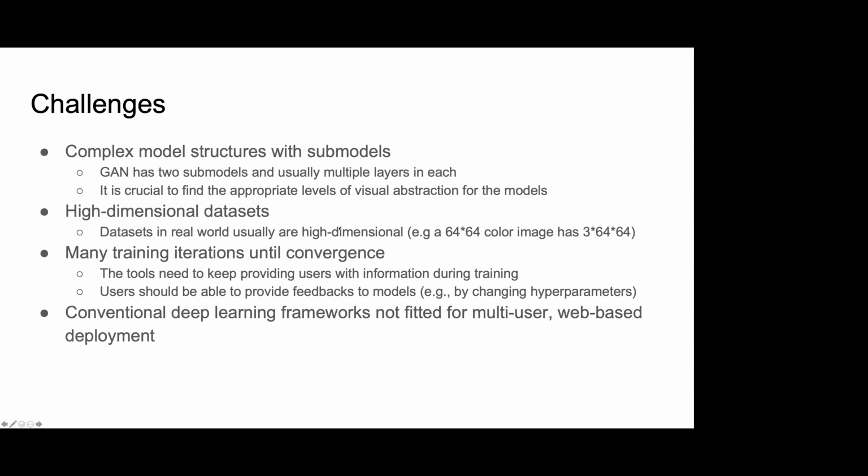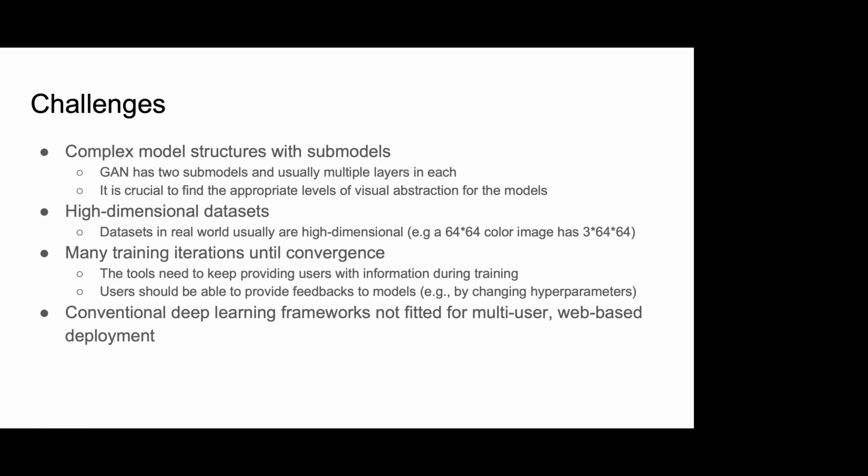The challenge is complex model structures with submodels. A GAN has two submodels and usually multiple layers in each. It is crucial to find the appropriate levels of visual abstraction for the models. And usually when we are using GAN models, we are training on high dimensional data sets, for example images. An image with 64 by 64 color has 3 by 64 by 64 dimensions because of the RGB channels and the pixels. And there are many training iterations until convergence. The tool needs to keep providing users with information during training, and users should be able to provide feedback to models by changing hyperparameters.